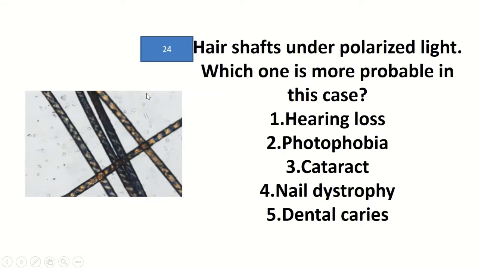Question 24. Hair shafts under polarized light, which one is more probable in this case? Trichothiodystrophy is associated with PIBIDS, which refers to P, photosensitivity, I, ichthyosis, B, brittle hair, I, IQ decrease, D, decreased fertility, and S, short stature. Other findings are tremor, ataxia, cataract, and dental and nail dystrophy. So the correct answer here is hearing loss. Hearing loss is not related to the associations of trichothiodystrophy.